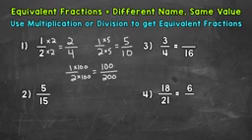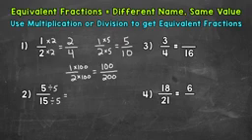Let's move on to number 2, where we have 5/15. Now for 5/15, we can use multiplication or division. We can use division for this one because we have something we can divide both 5 and 15 by. We can divide both of them by 5. So let's do that and see what equivalent fraction we get. So 5 divided by 5, and then 15 divided by 5. 5 divided by 5 gives us 1. And then 15 divided by 5 gives us 3. So 1/3 is equivalent to 5/15.